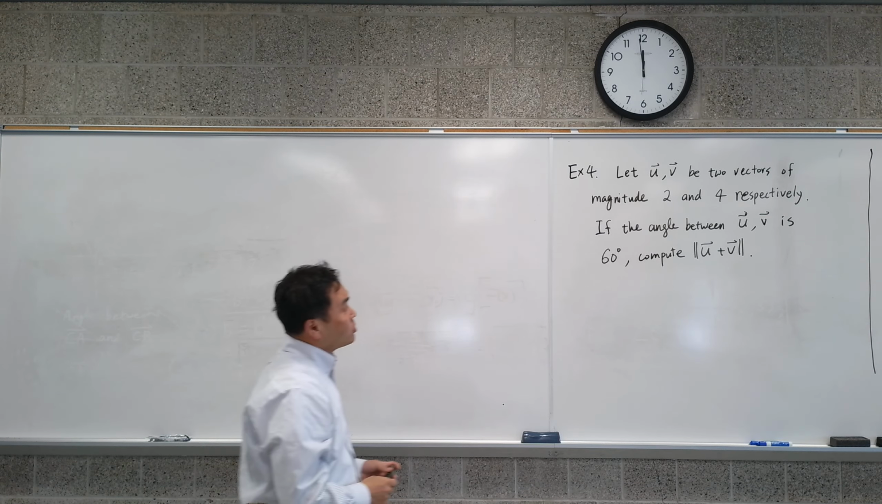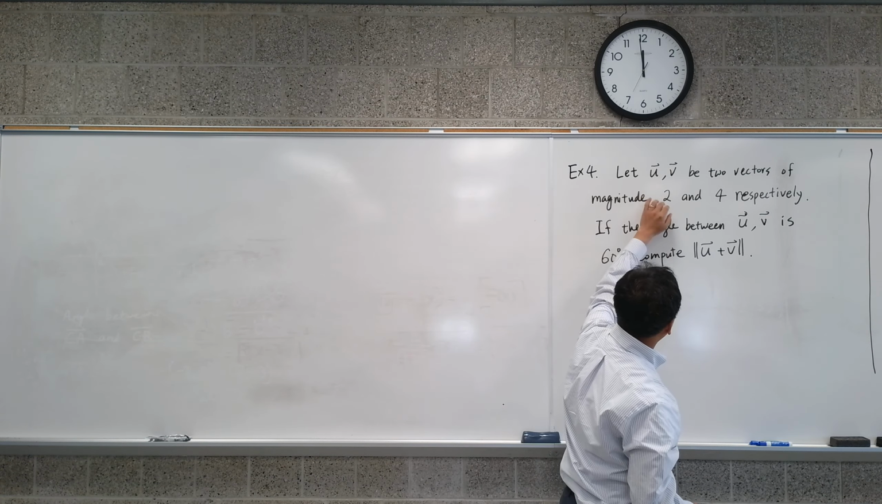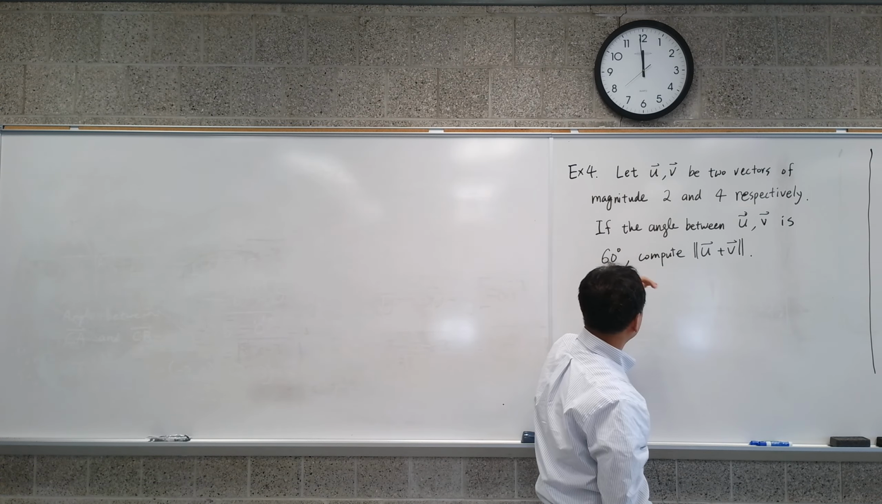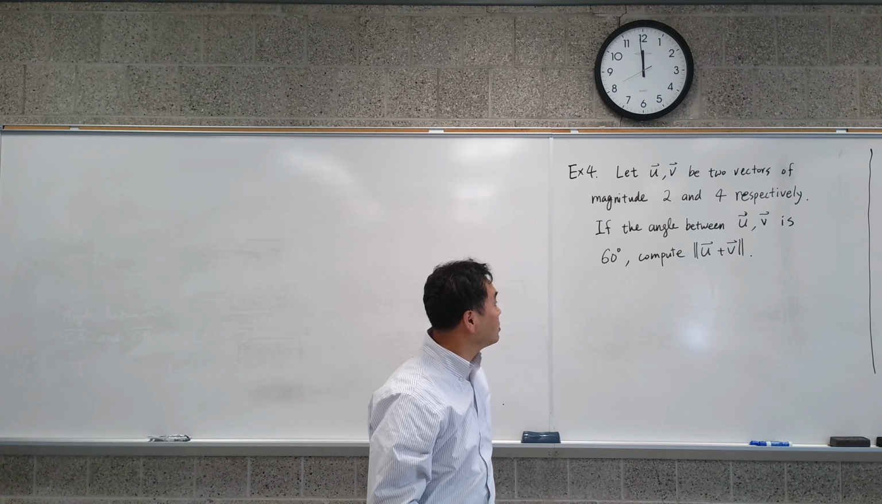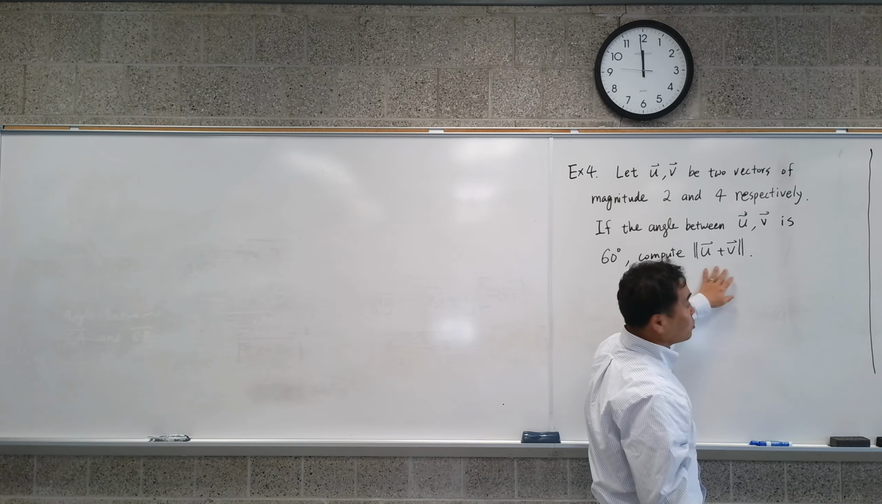We're given two vectors with magnitudes 2 and 4. So u has magnitude 2, v has magnitude 4. The angle between the two is 60, and compute u plus v.